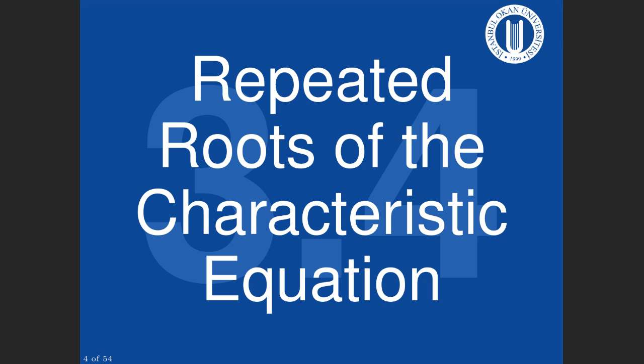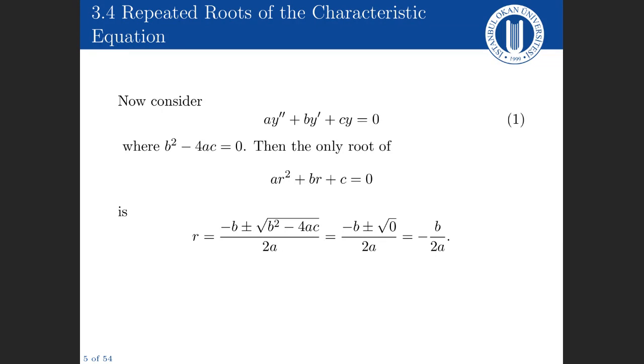Section 3.4 is about what happens if we have repeated roots of the characteristic equation. Consider our differential equation, but now let's suppose that b² - 4ac = 0. Then we only have 1 root of the characteristic equation. Using the formula for the root of a quadratic equation, (-b ± √(b² - 4ac)) / 2a, if b² - 4ac = 0, then we just have 1 root, -b/2a.